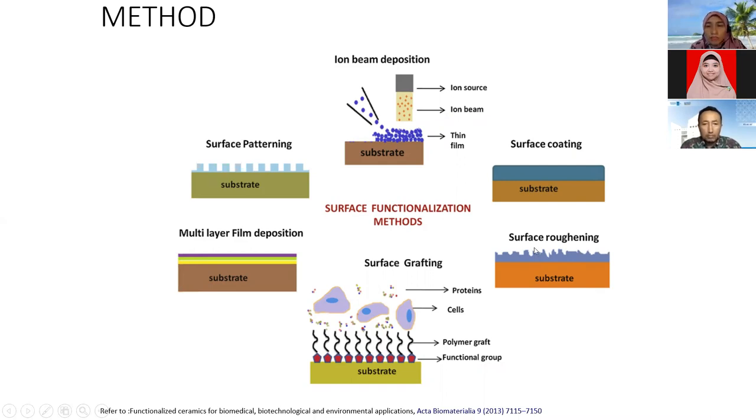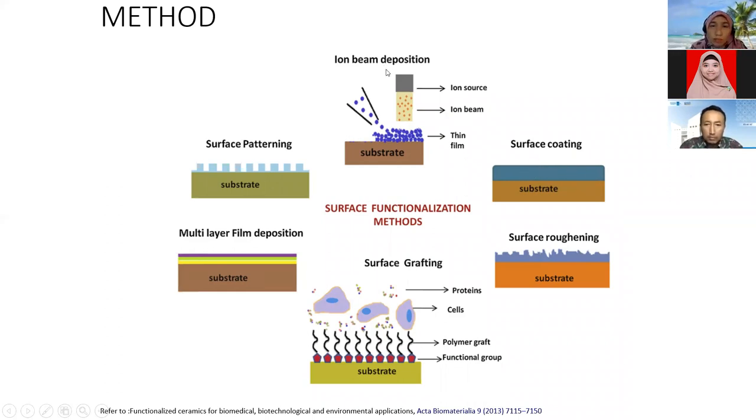This is surface roughening, when you put a substrate here, then the surface here. When you do surface coating, you will coat the substrate. This is a substrate with something on it, in order to serve whatever application you desire.